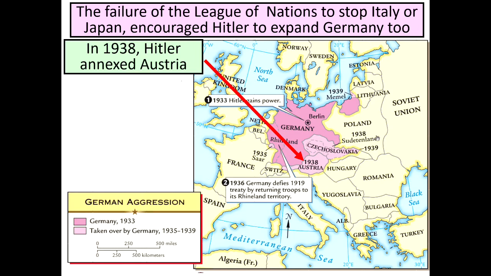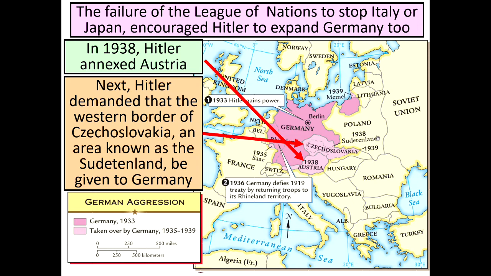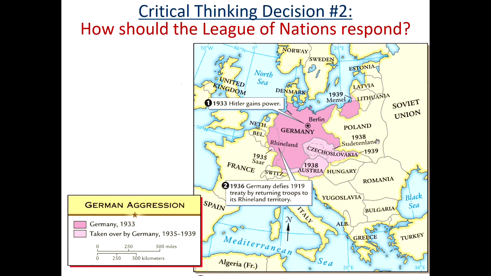In 1938, Hitler annexed Austria. Next, Hitler demanded that the western border of Czechoslovakia, an area known as the Sudetenland, be given to Germany. Critical thinking decision number 2. How should the League of Nations respond now?